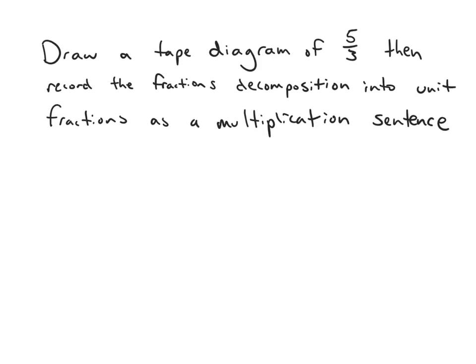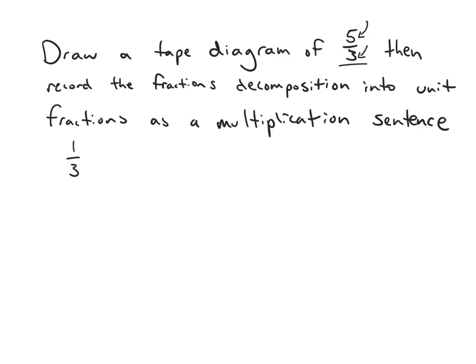Excellent. So this problem asks us to draw a tape diagram of 5/3, then record the fraction's decomposition into unit fractions as a multiplication sentence. So we know that the fraction is 5/3, so we need to think of what our unit fraction is going to be. Well, we look at the denominator here, so we know that our unit fraction is going to be 1 over the denominator, or 1 copy of the denominator. So our unit fraction in this case is going to be 1/3. And we are going to have 5 copies of 1/3.